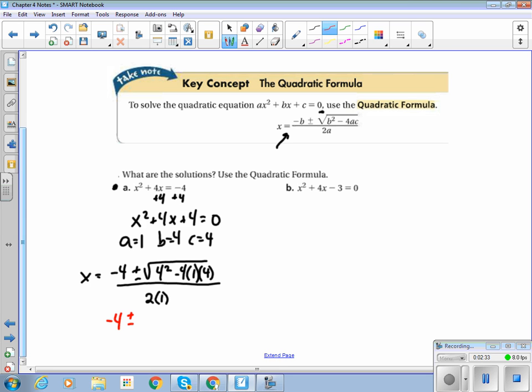We get negative 4 plus or minus the square root. 4 squared is 16. Minus 4 times 1 times 4 is also 16. 16 minus 16 is 0. Square root of 0 is 0. And negative 4, whether you add 0 or minus 0, just stays negative 4. And we get that x is equal to negative 2.